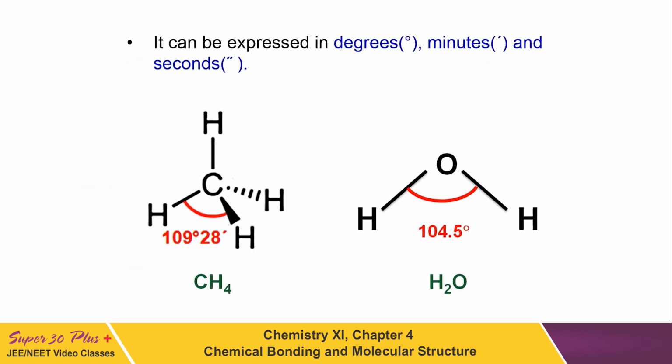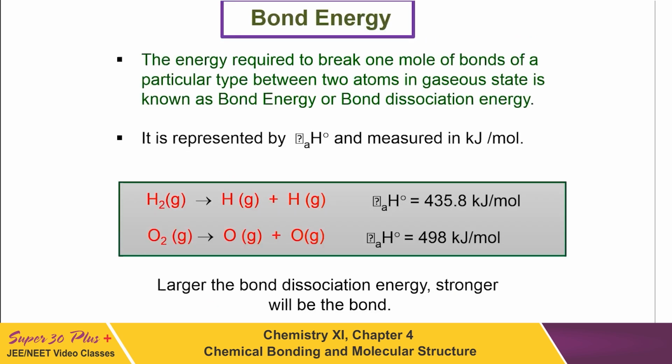Bond angle may be different in different species, but it is expressed in degrees, minutes and seconds. So it is 109 degrees 28 minutes in CH4. This structure is tetrahedral in CH4. This is the shape. So bond angle is different for different species.